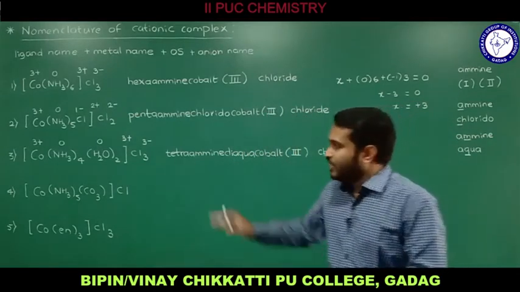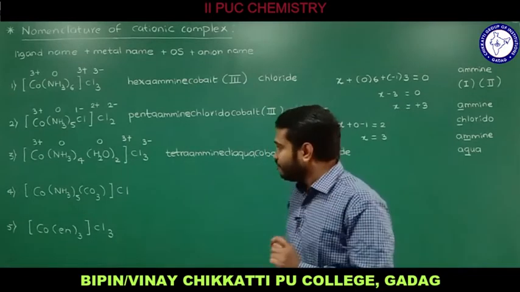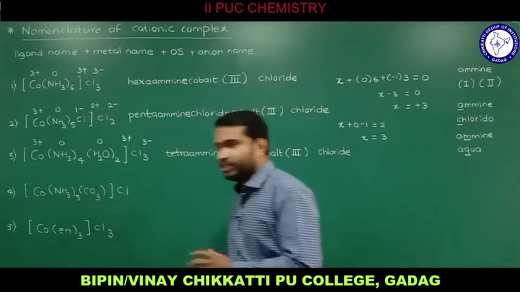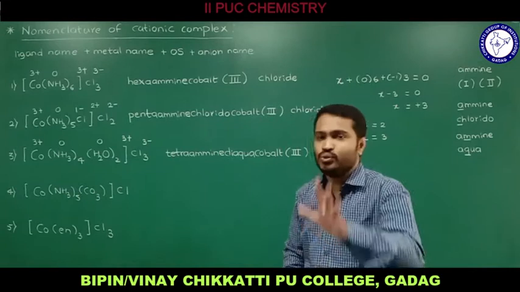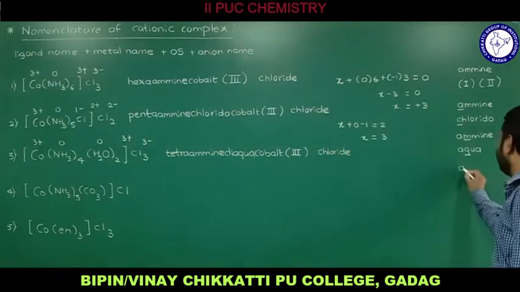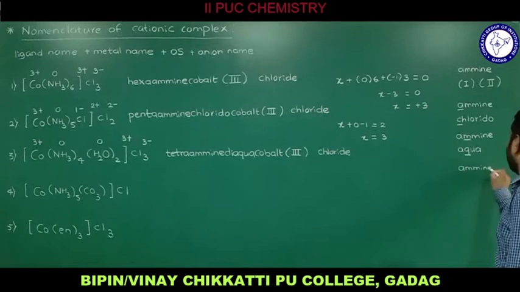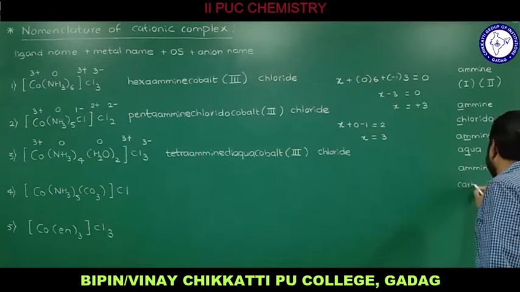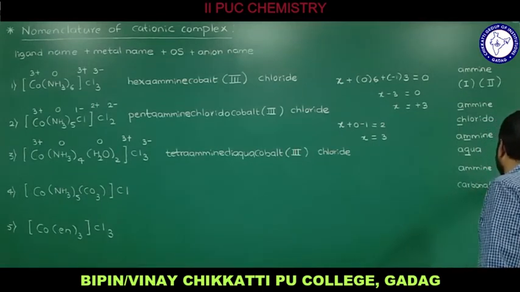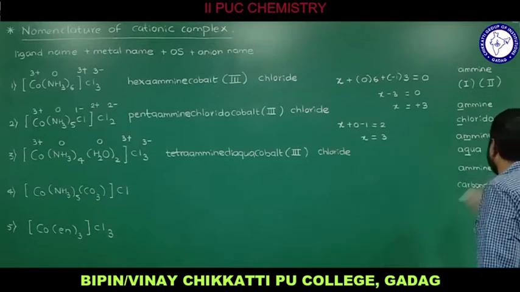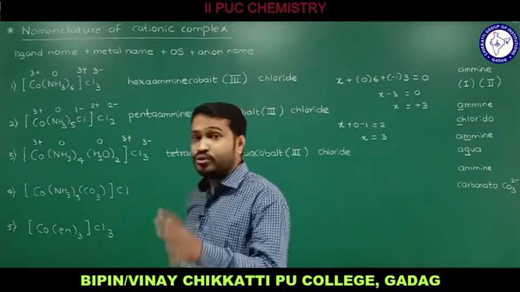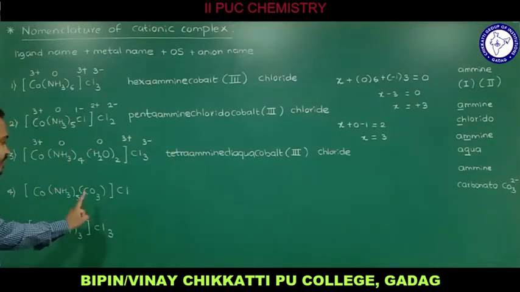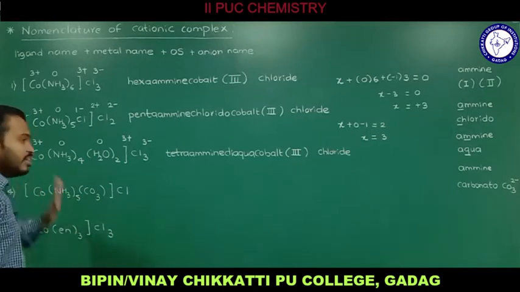Example number 4. Cobalt we have as central metal atom. Ligand we have NH3. One more ligand we have CO3, and we have anion Cl minus. Two ligands we have. What are these two ligands? One is amine. Okay. And we have CO3. Do you know that one? What is that? That ligand name is carbonato. Do you remember carbonato? CO3 2 minus is carbonato. So, we have amine and we have carbonato, and the central metal atom is cobalt.